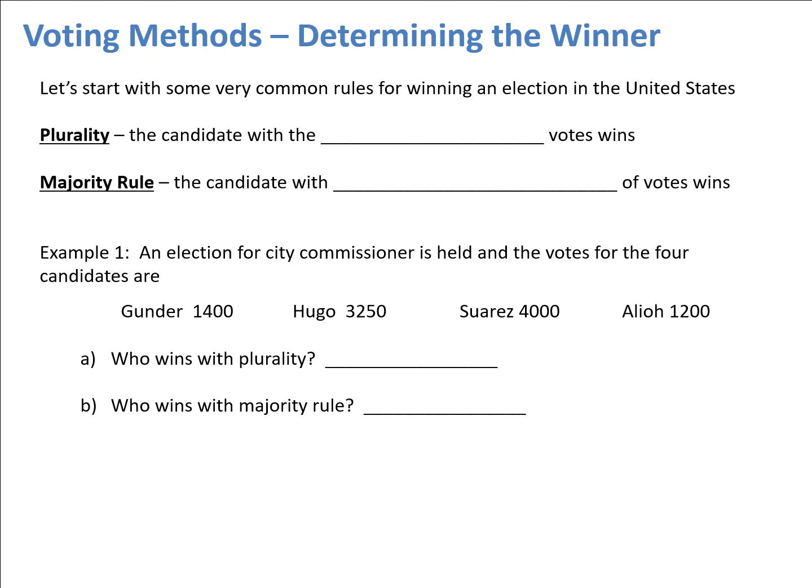So in this section, we'll look at voting methods, how you would determine the winner of an election depending on what your rules are for winning the election. So let's start with two common rules for winning an election in the United States.